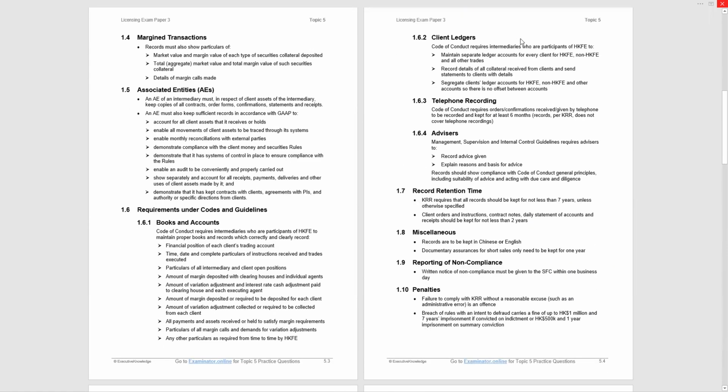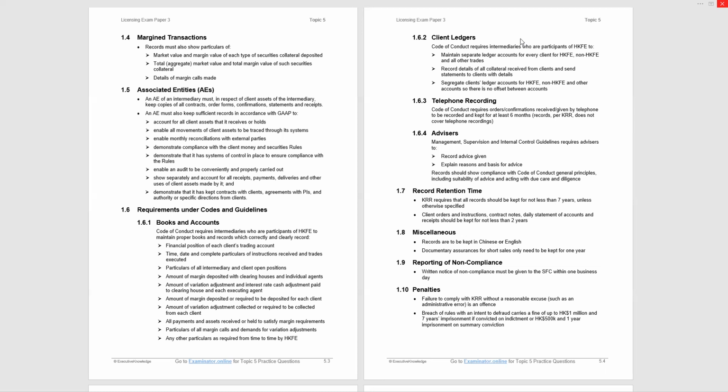Now we come to the requirement in the keeping of record rules with regard to margin transactions. This is very important for paper 3 because futures trading, you have to collect margin, initial margin from the clients. So please keep this point in mind. Records must also show particulars of market value and margin value of each type of securities collateral deposited. Remember, securities collateral will be deposited as margin. Total aggregate market value and total margin value of such securities collateral, and details of margin calls made.